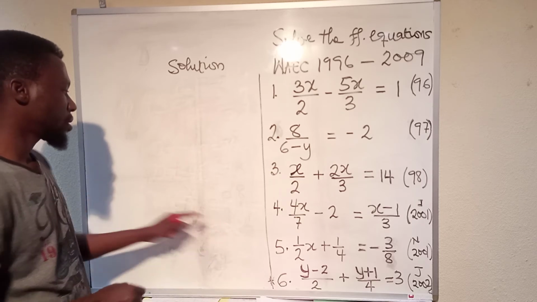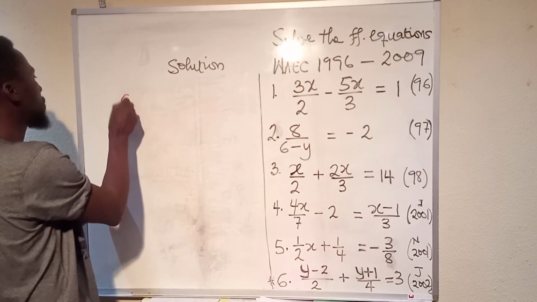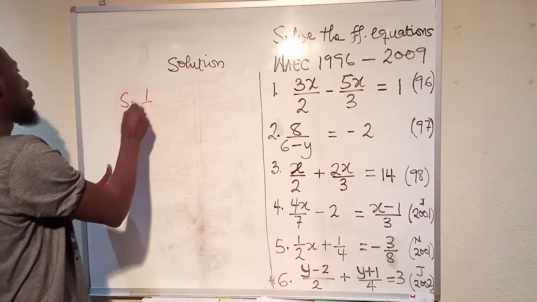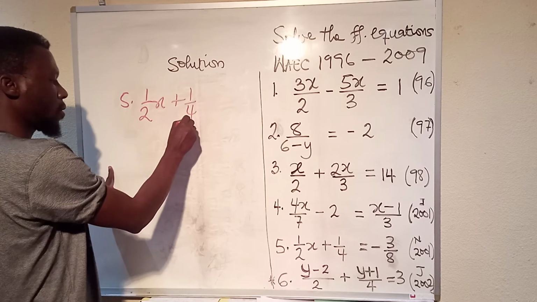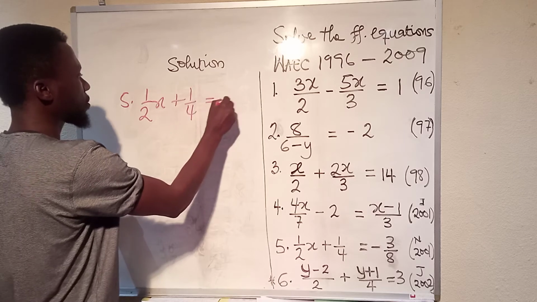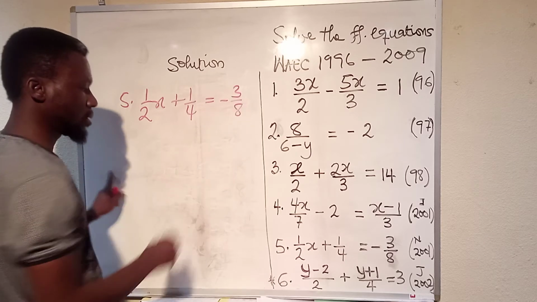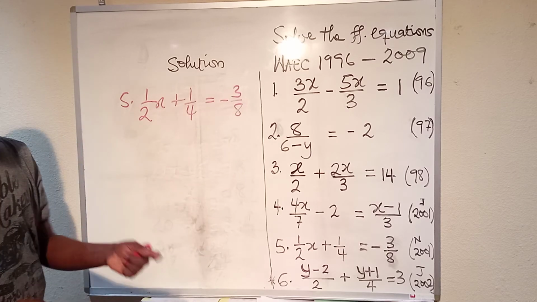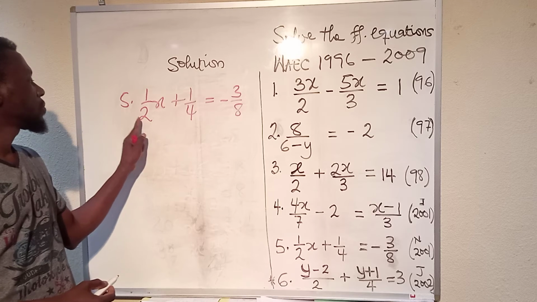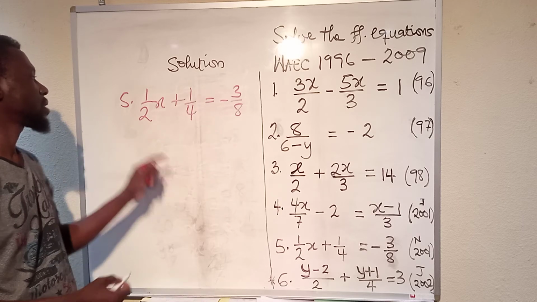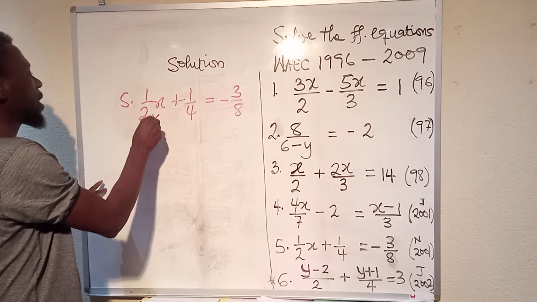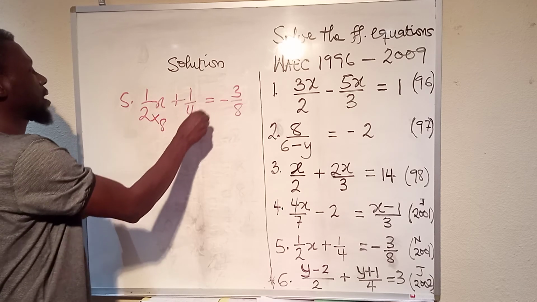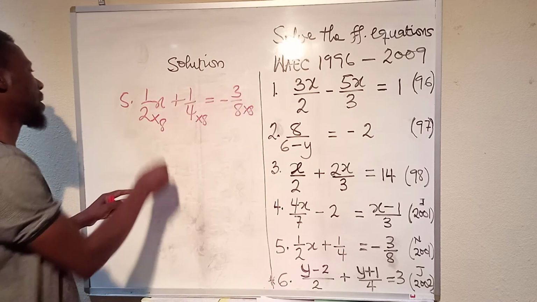All right. So now let's look at question 5. In question 5, we have 1 over 2x plus 1 out of 4 is equal to negative 3 out of 8. Now you're going to find the LCM of the denominators 2, 4, and 8, which is 8. The equation has got how many parts? 1, 2, 3 parts. So we multiply through by 8, the LCM. Each part must be multiplied by the LCM.